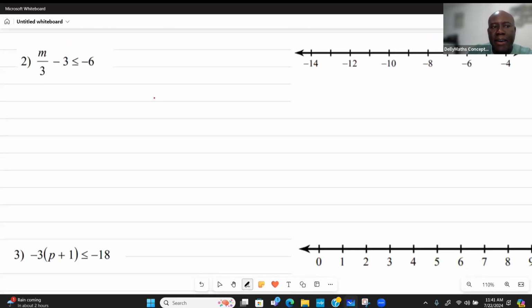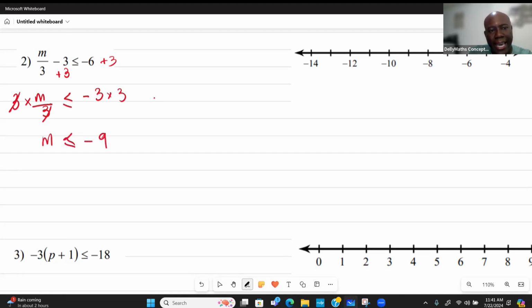Question 2, it says m divided by 3 minus 3 is less than or equal to -6. So what we want to do here is just to solve this ordinarily. So I'm going to add 3 to both sides. So what I'm left with is m over 3 is less than or equal to -3. In an effort to find m, I'm going to multiply both sides by 3 so that the 3 here would have canceled itself. And I multiply this by 3. So m is less than or equal to -9.